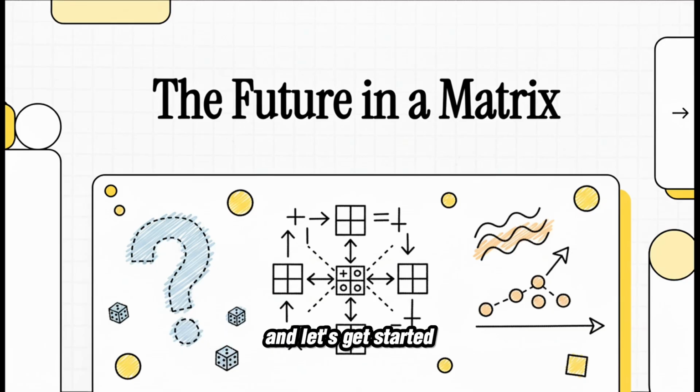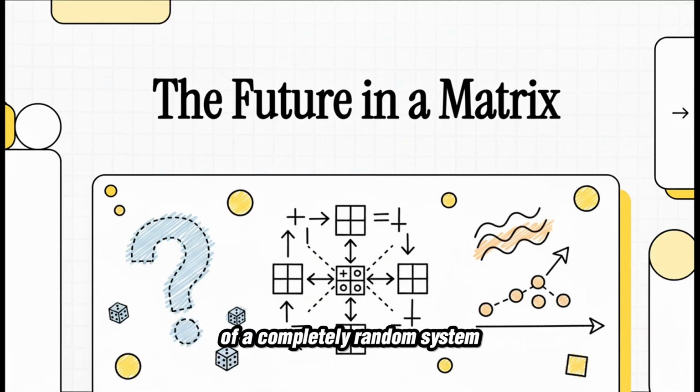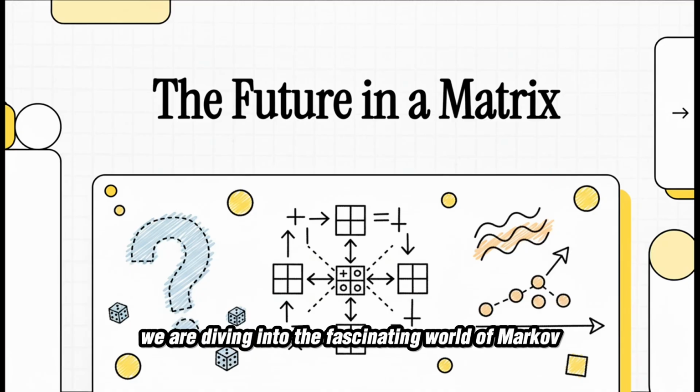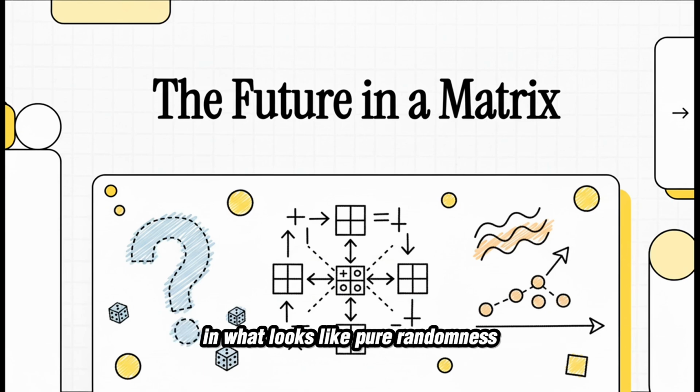And let's get started. What if I told you that you could predict the future of a completely random system using just a little bit of math? Sounds impossible, right? But actually, you can. Today we are diving into the fascinating world of Markov chains, a powerful idea that helps us find patterns in what looks like pure randomness.